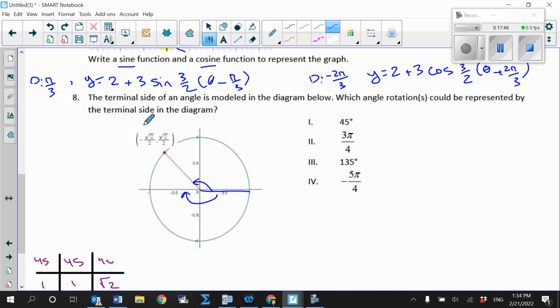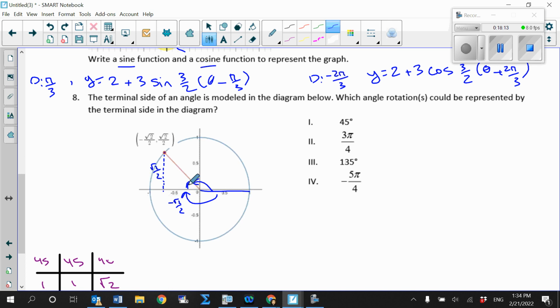Then the x and the y could be basically represented here. This is the x value, negative root 2 over 2 here, and this one is the y value, root 2 over 2. These two can represent the sine and cosine of this angle. Anyway, how do I find this angle?